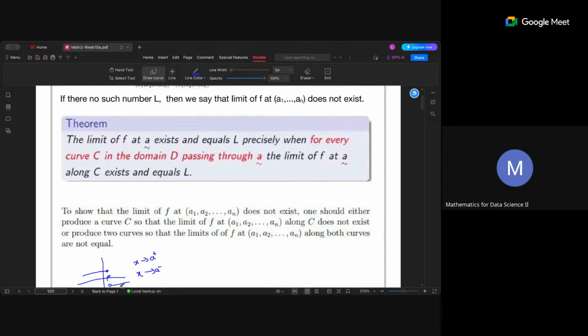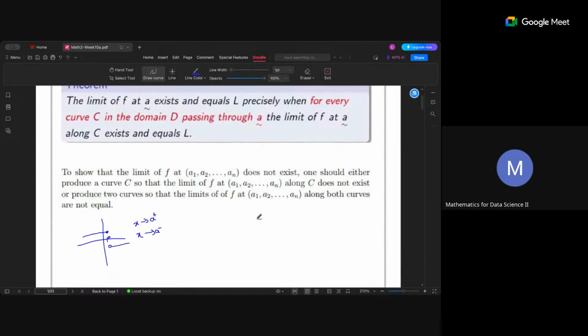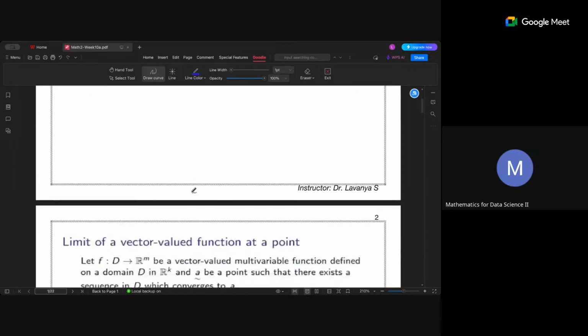For example, you see that here the limit exists from both the directions, but they are different. If they are different, then the limit cannot exist, right? The same concept goes here. Mainly this theorem is used to prove that the function's limit does not exist. To show that the limit of f at some point does not exist, either you produce a curve where the limit does not exist, or you produce two curves where the limits are different. Many problems we have seen to understand this.